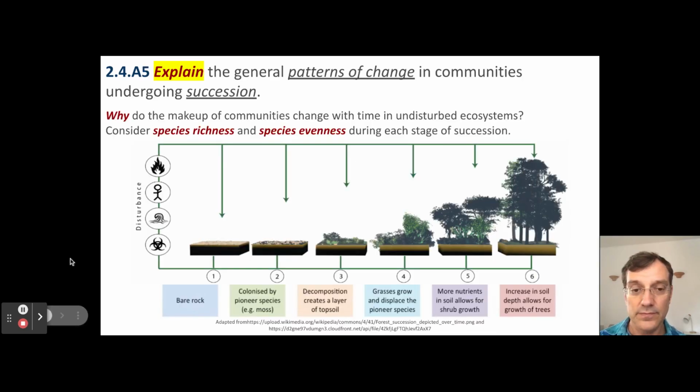You should be able to explain the general patterns of change in communities undergoing succession, moving from bare rock to your pioneer species and that initial layer of soils that allows grasses and other rapidly growing r-strategists to grow, who are then eventually replaced by your intermediate species. And then your intermediate species, because they keep adding more and more nutrients to the soil, support the development of a climax community, usually of trees.